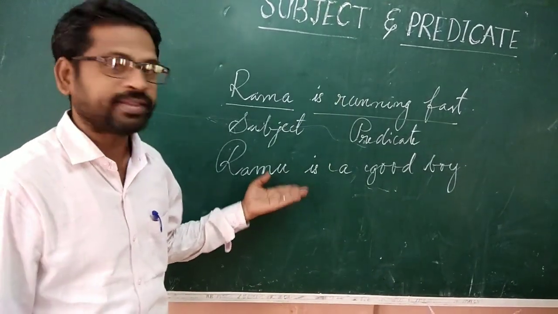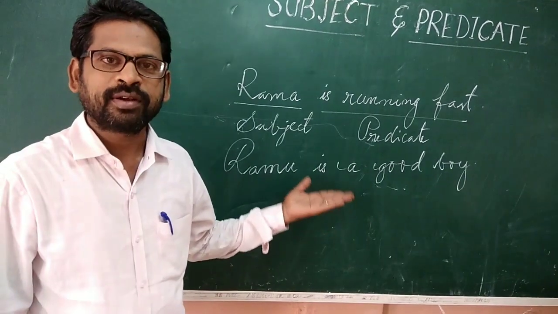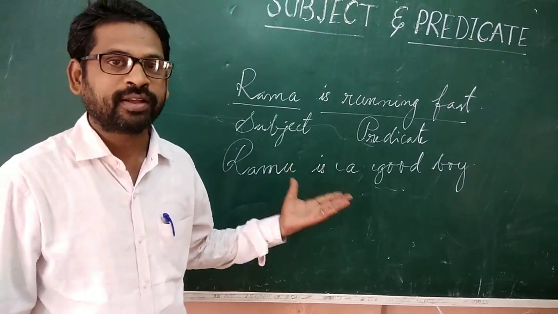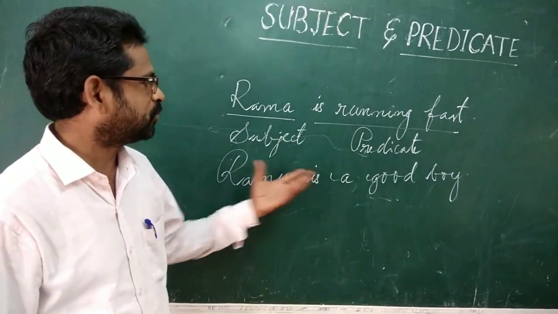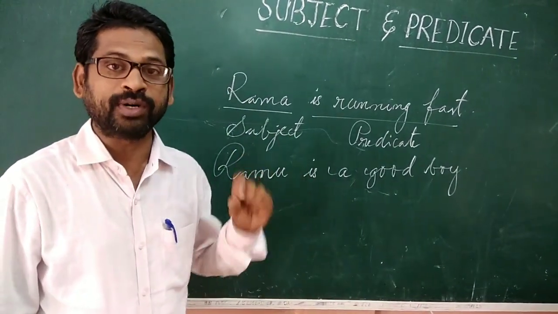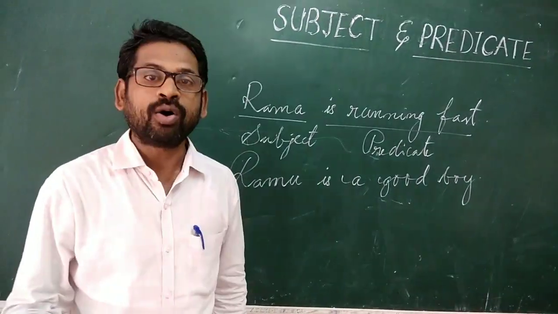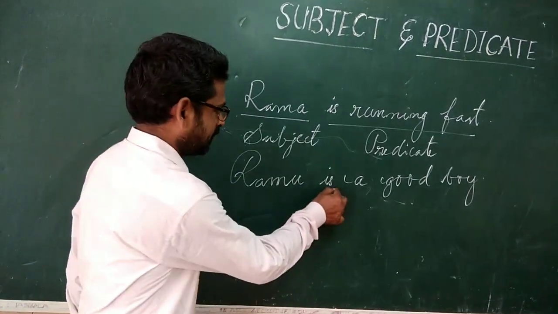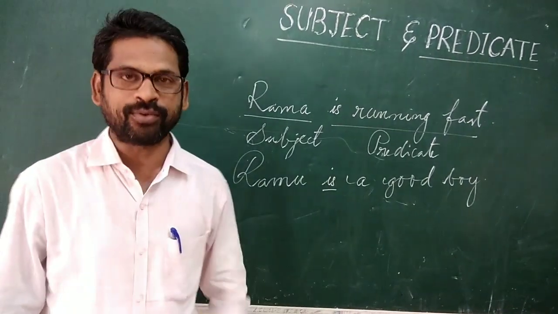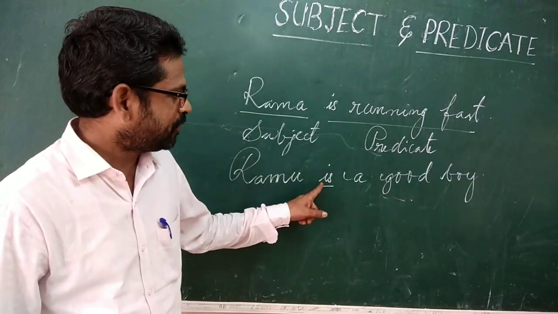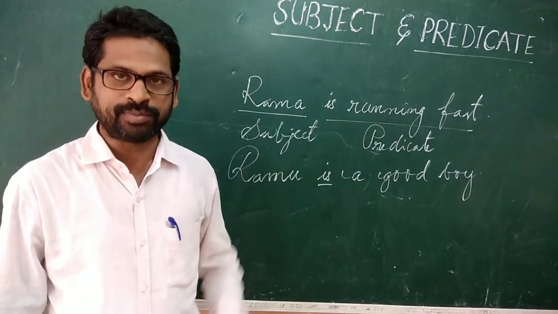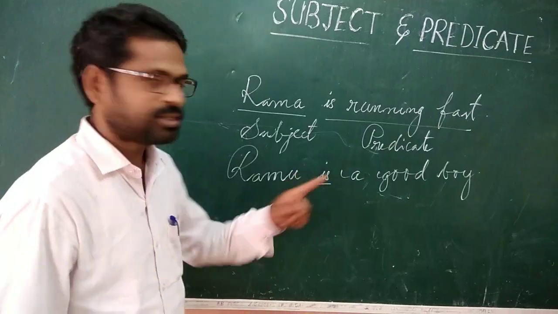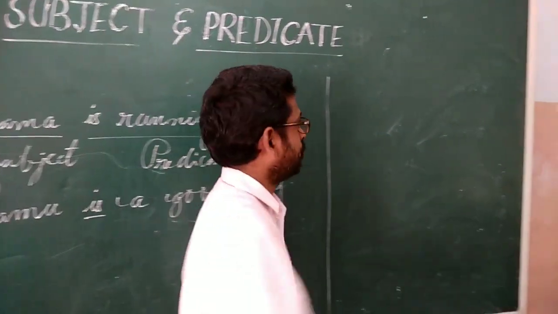But this is a sentence. That means there is a verb in it, but the action word is not there. Then what shall we do to identify that particular word as a verb? All the be forms are called the verbs. Here, this is a be form. All the be forms are called the verbs. Let me give you the list of be forms.